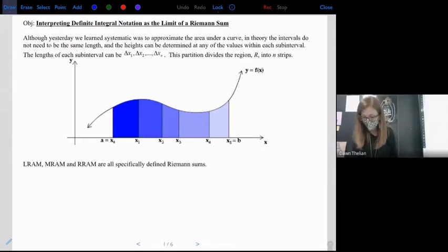And at the top of this page, it says, although yesterday we learned systematic ways to approximate the area under a curve, in theory, the intervals do not need to be the same length. So the intervals do not need to be the same length.